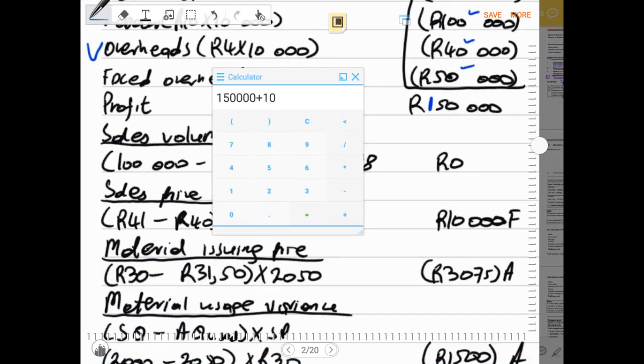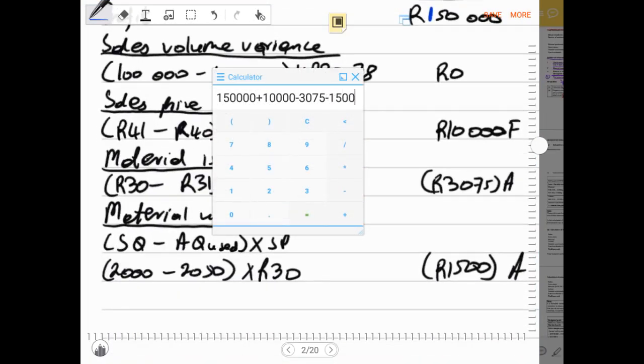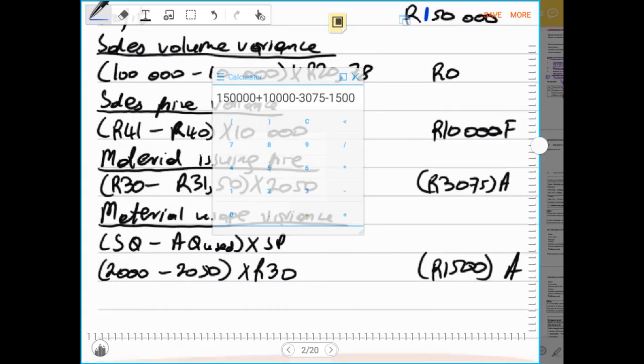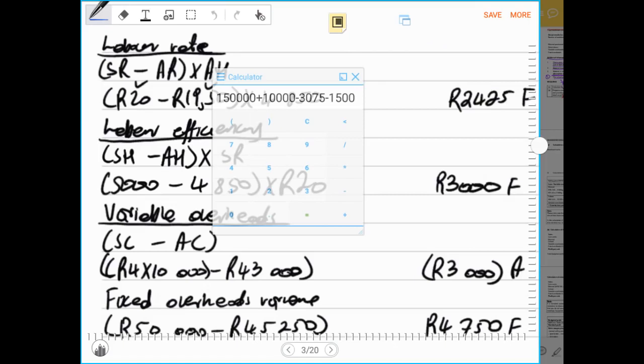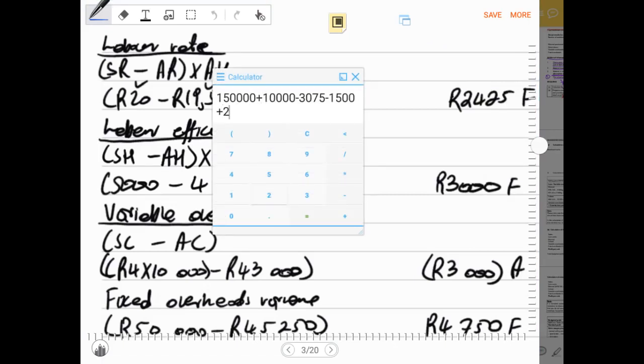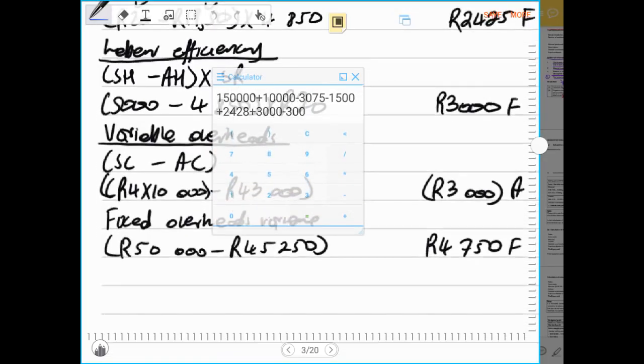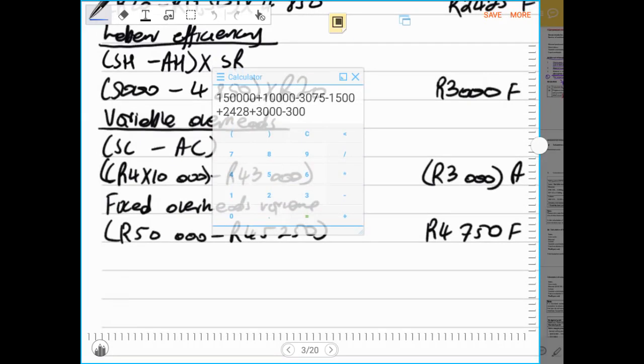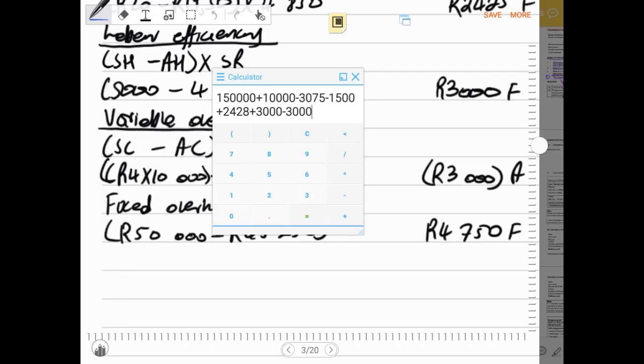Plus 10,000 of the favorable variance, minus 3,075 of the unfavorable variance, minus 1,500 of the unfavorable variance. Then we go to the next page, plus 2,425, plus 3,000, minus 3,000 of the unfavorable variance, plus 4,750 of the favorable variance.